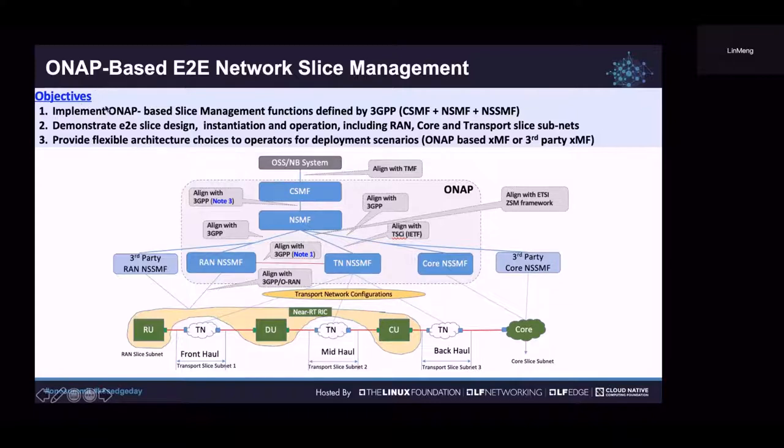The overall objectives of this use case are firstly to implement the ONAP-based slice management functions defined by 3GPP, the three-layer management functionalities. And we also want to demonstrate the E2E slice design, instantiation, and operation, including RAN, core, and transport slice subnet. Thirdly, we also want to provide flexible architecture choices to operators for deployment scenarios. If they want, they could choose an ONAP-based XMF or a third-party XMF.